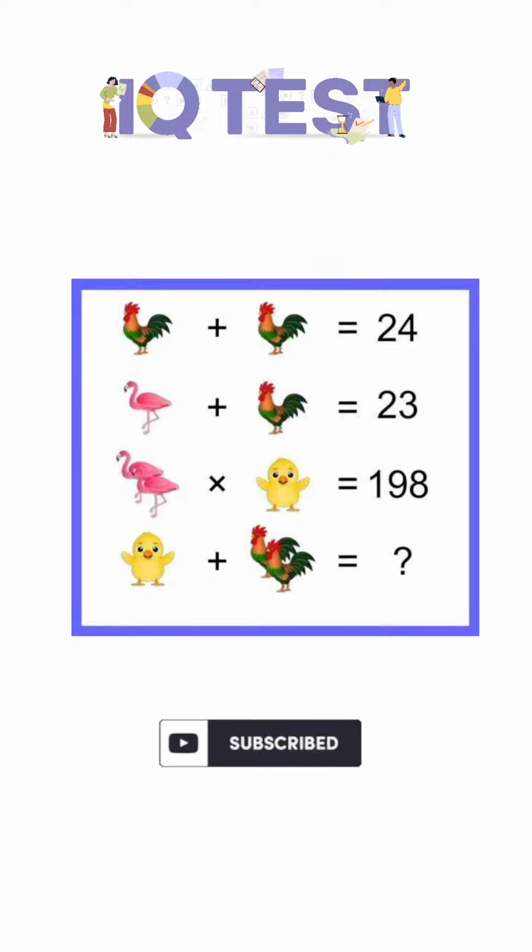This is the problem. 2 chickens is equal to 24. 1 flamingo plus 1 chicken is equal to 23. 2 flamingo multiplied by a chick is 198. So we have to find a chick plus 2 chickens. Okay, so let's have a look at the answer to this particular one.